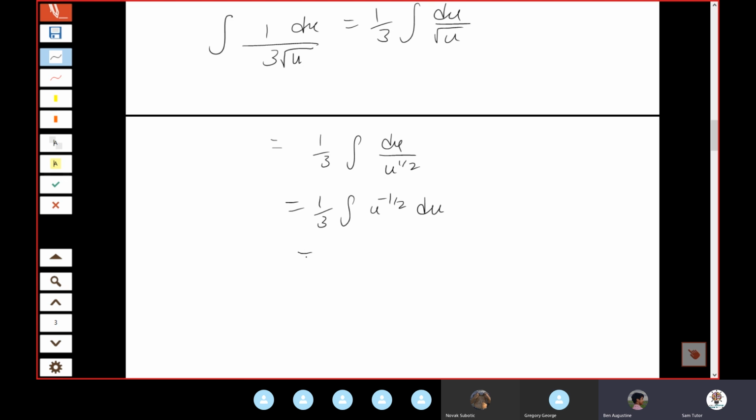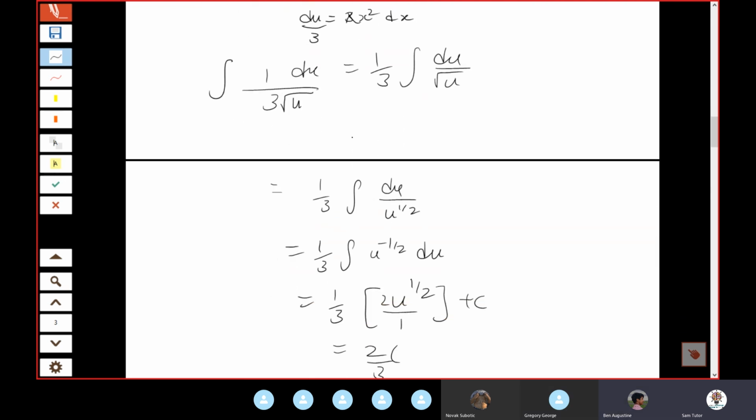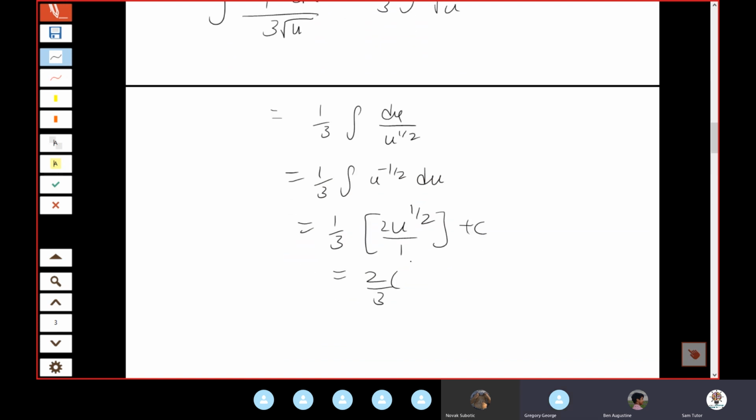And now you just continue. 1 over 3, add 1, and then 2 over 1 plus c. Your final answer is 2 over 3. U was what? U was x cubed minus 1. So x cubed minus 1 to the power of a half plus c.